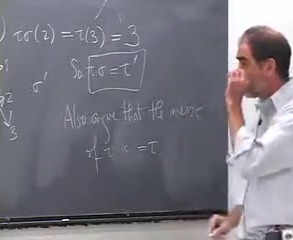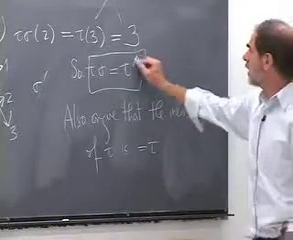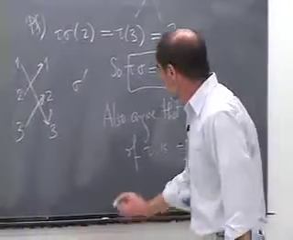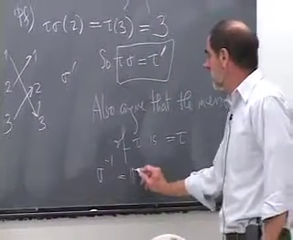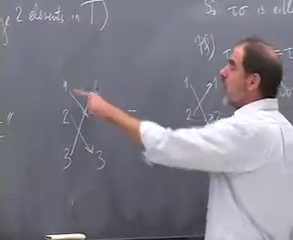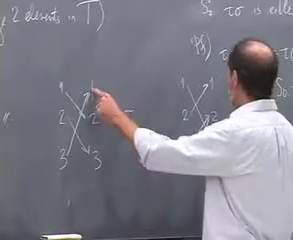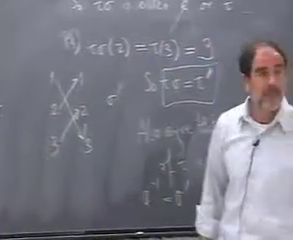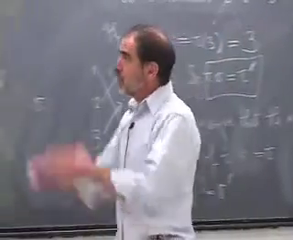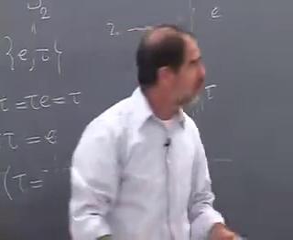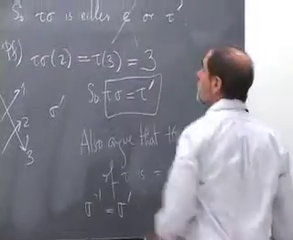By the way, what's the inverse of sigma? Can anyone tell me what the inverse of sigma is? Very good. Sigma inverse is equal to sigma prime. If you look at it, if you want to get this back to where you started, you have to take 2 to 1, you have to take 1 to 3, and you have to take 3 to 2. That's what sigma prime is. So with these 6 elements, this is just the fun. Now you can start taking products and inverses. But in any case, we've computed that tau sigma is tau prime.